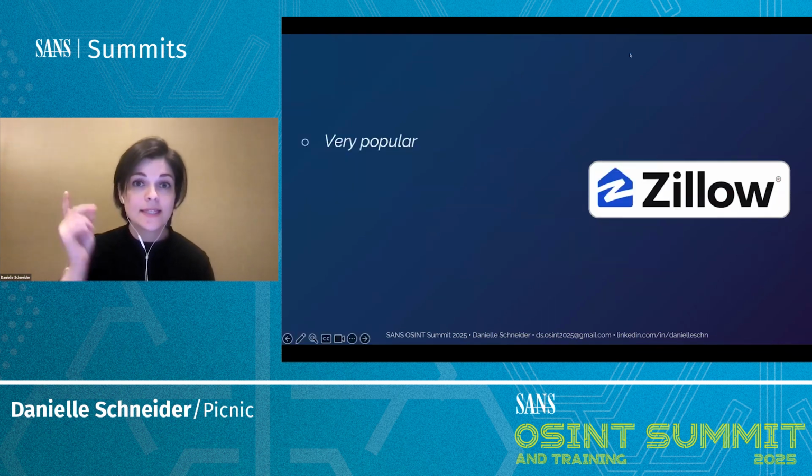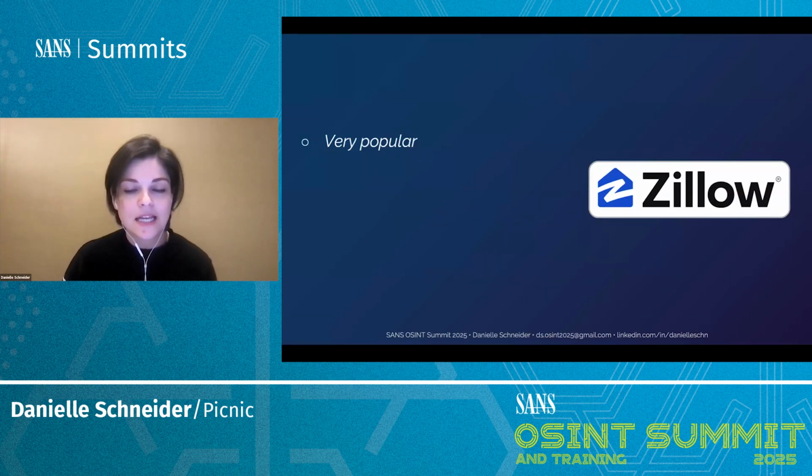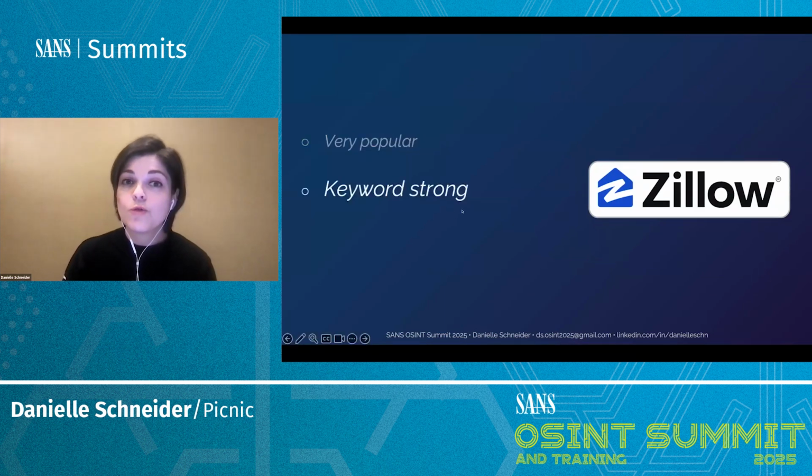So starting off with Zillow, the most popular real estate site in the US. If there is a home that is for sale in the US, it is probably on Zillow. And because of that, it's great for keywords. Listings on Zillow are likely to be complete and optimized for the most amount of people to be able to find them. So if you're starting with a specific keyword you're looking for, Zillow is a good place to start.